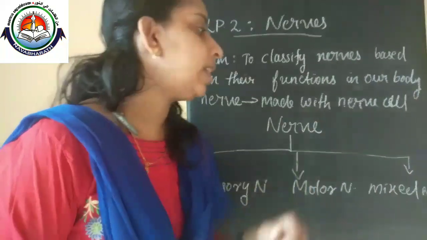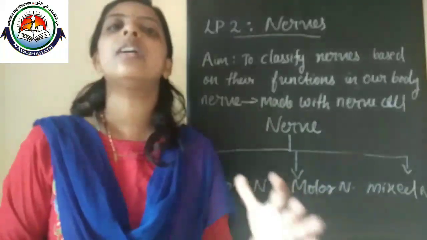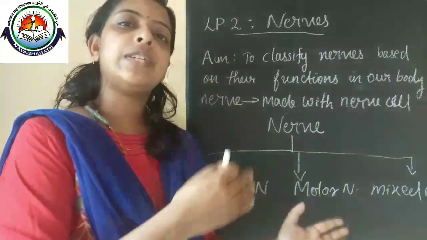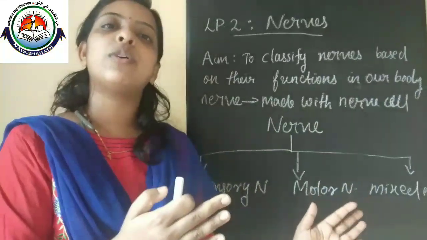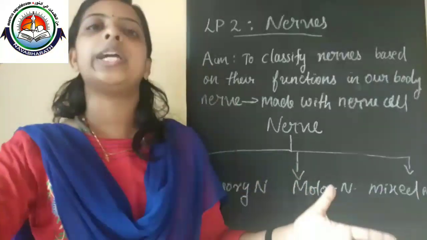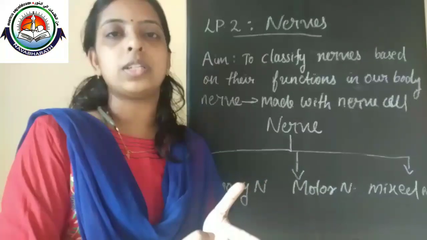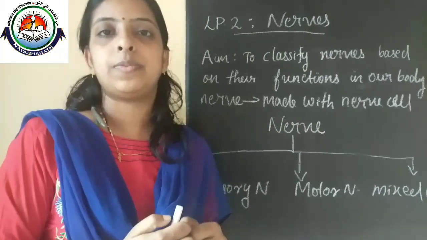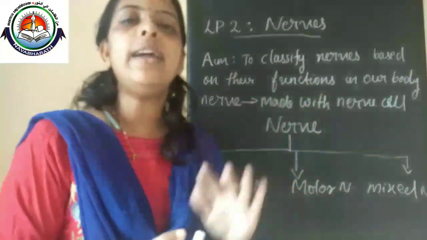And the third one is mixed nerves. Mixed nerves are nerves which can carry information both from the sensory organs to the brain and from the brain to the sensory organs. So that is considered mixed nerves. It is the combination of sensory and motor nerves.